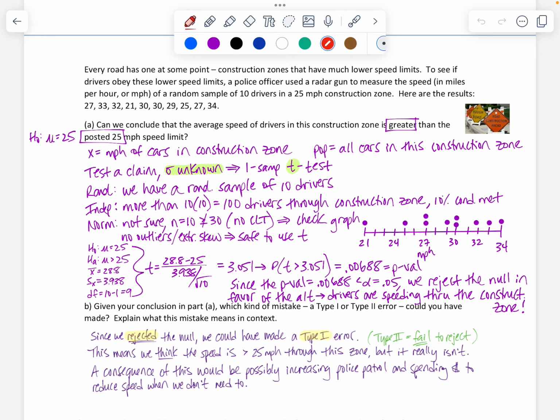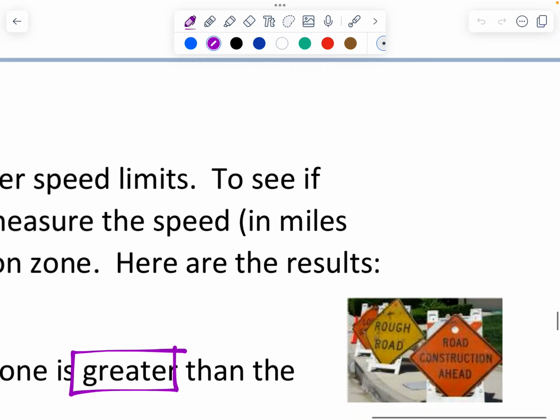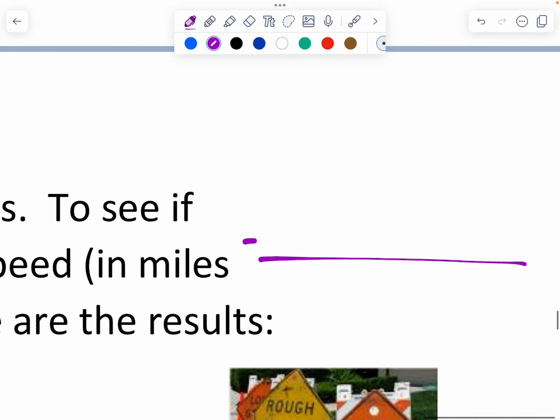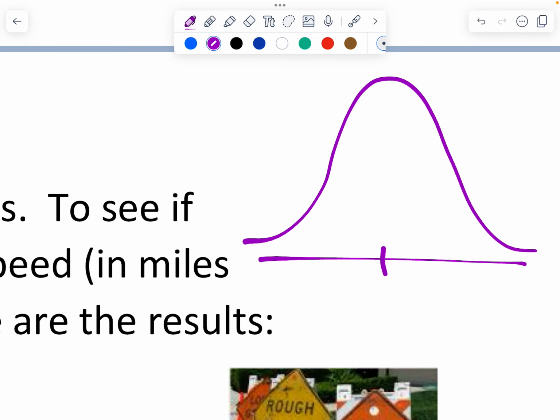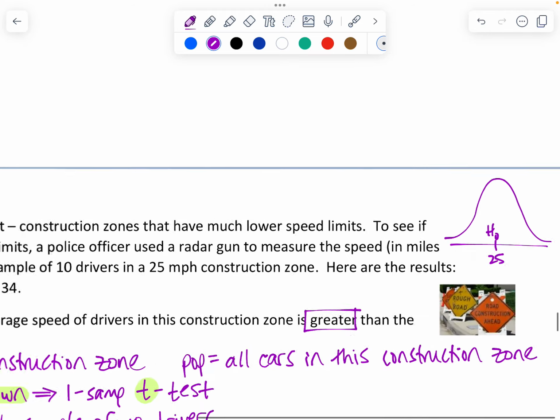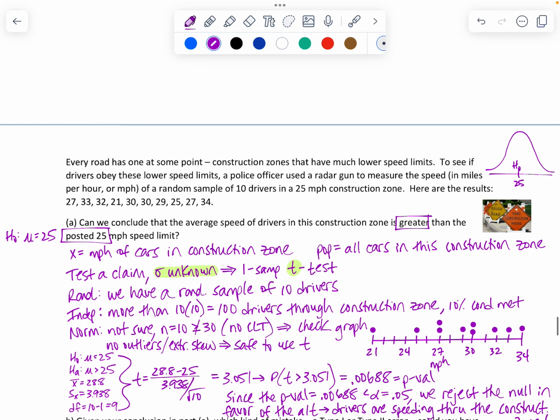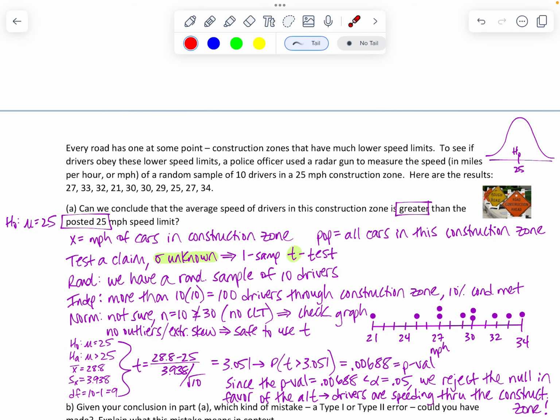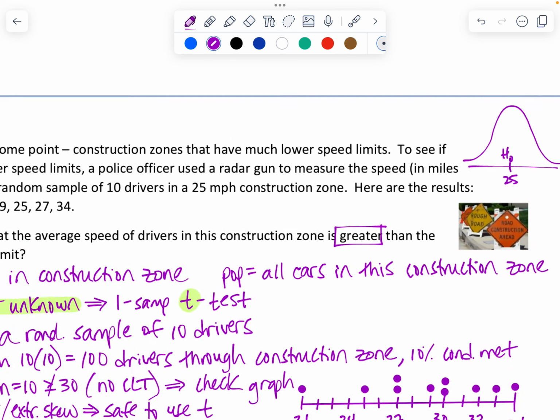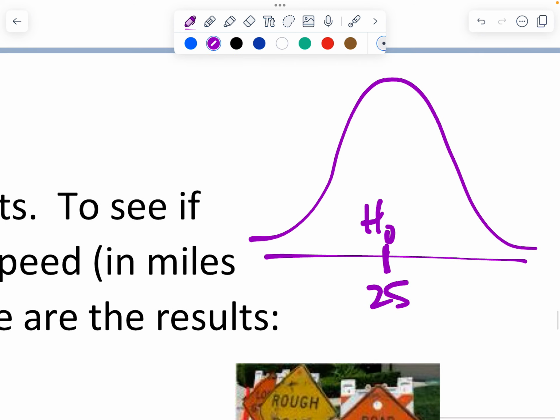And let's talk about what that means really quick. Let me just draw a quick sketch right here. We have our null hypothesis of 25 miles an hour. That goes right in the middle. And my sample mean was, what did I get? 28.8. Okay, so we have to decide how far away from the 25 the 28.8 that we got is. Is that surprising?